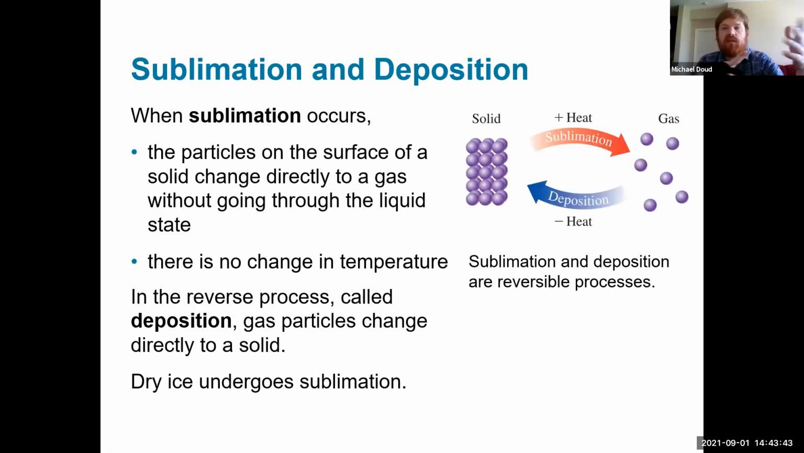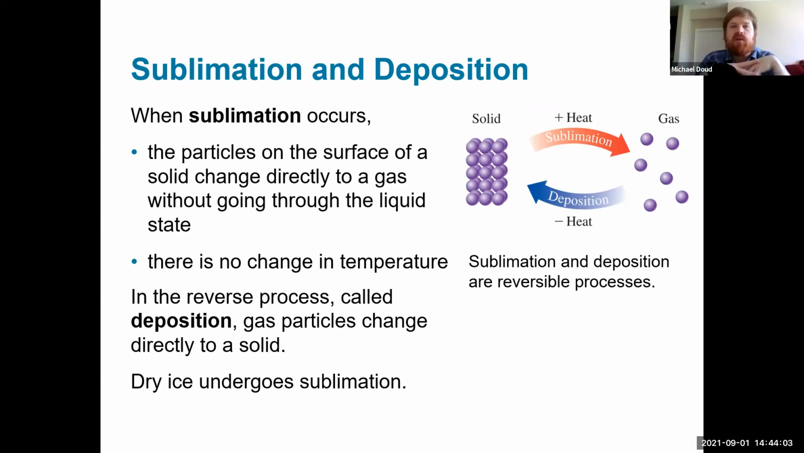So melting and freezing are probably pretty straightforward to you. However, there is another type of process that you may not have heard of before, which is what's called sublimation and deposition. So sometimes solids can transition directly from the solid phase to the gas phase.